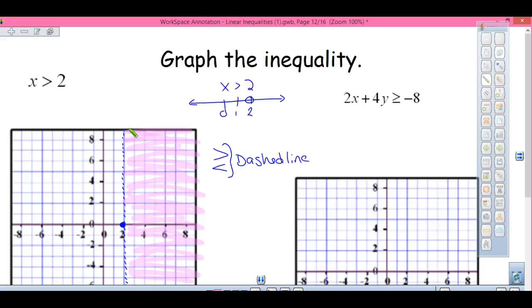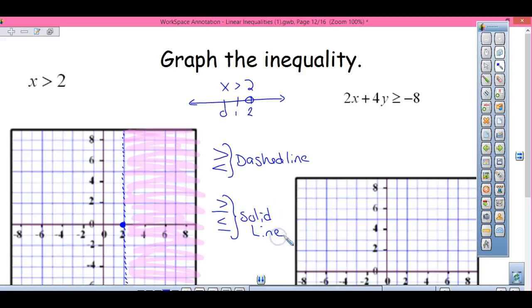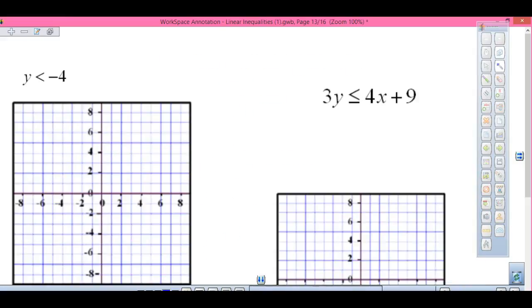Okay, if it's just greater than or less than, it's going to be dashes. If it's greater than or equal to, or less than or equal to, that's when we use a solid line. So if you flip to this one, y is less than -4. We need a point at -4. What kind of a line is this going to be? This is going to be dashed.